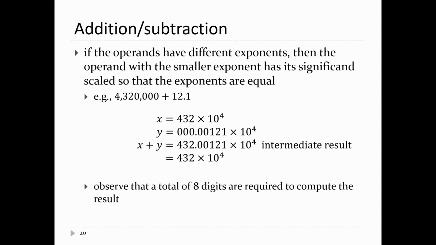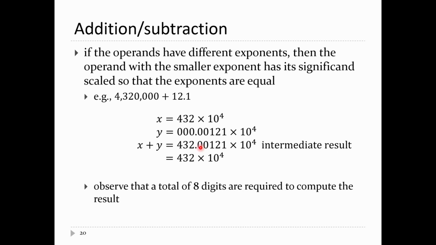Okay, now you might ask, what happens if the 2 operands have different exponents? The rule is always use the larger exponent. So 4,320,000 is 432 times 10 to the 4. 12.1 is 121 times 10 to the minus 1. But I have to make sure that the exponents are the same, so we always use the bigger exponent. So that becomes 00121 times 10 to the 4. Compute the result. 432 point a bunch of stuff.